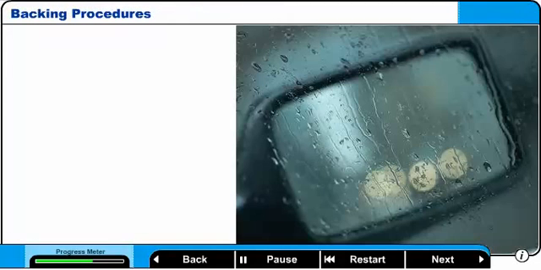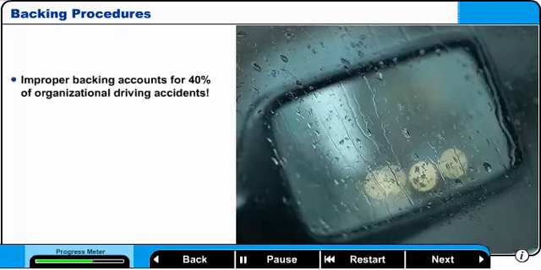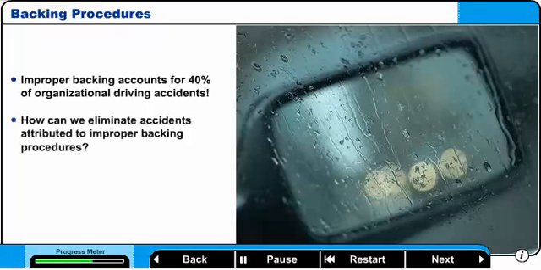Now let's look at the last driver error we exposed, backing procedures. Did you know that improper backing accounts for 40% of organizational driving incidents? How can we eliminate collisions attributed to improper backing procedures? The best way is simple. Don't back up if you don't have to. So let's look at what you can do and not do to prevent a collision when you have to back up.